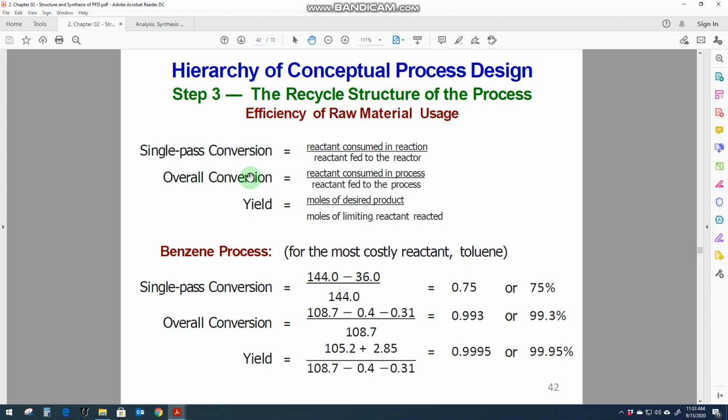However, the overall conversion is the reactant consumed in the process divided by the reactant fed to the process. So here in the overall conversion, we also have to consider the recycle structure, how much reactant is consumed overall in the process, and how much reactant is fed into the process. The yield, we have studied this one earlier: moles of the desired product over moles of limiting reactant reacted. Okay, so the yield of any reaction is given by the moles of desired product divided by the moles of limiting reactant.